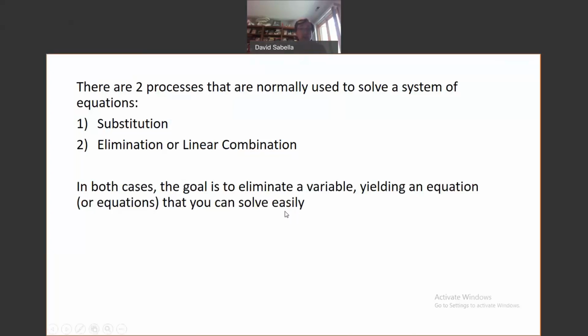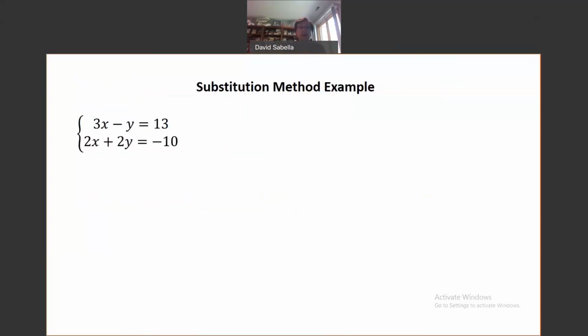Actually, in both cases, what we're doing is eliminating a variable. That gives us an equation or equations that we can solve easily. And that's the whole point of this. We want to eliminate a variable that allows us to solve the system. So let's do an example of two equations with two variables using the substitution method. So we've got 3x minus y equals 13, 2x plus 2y equals negative 10.